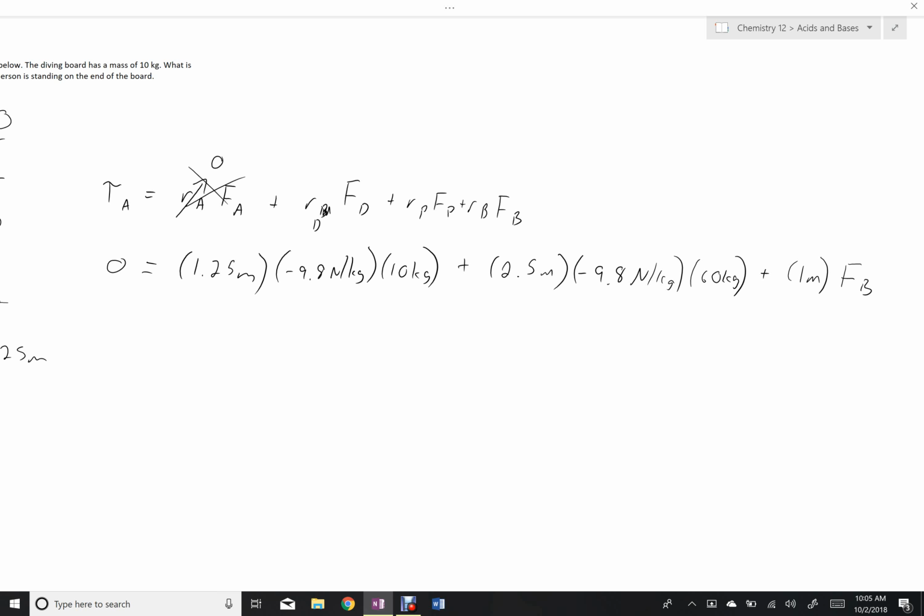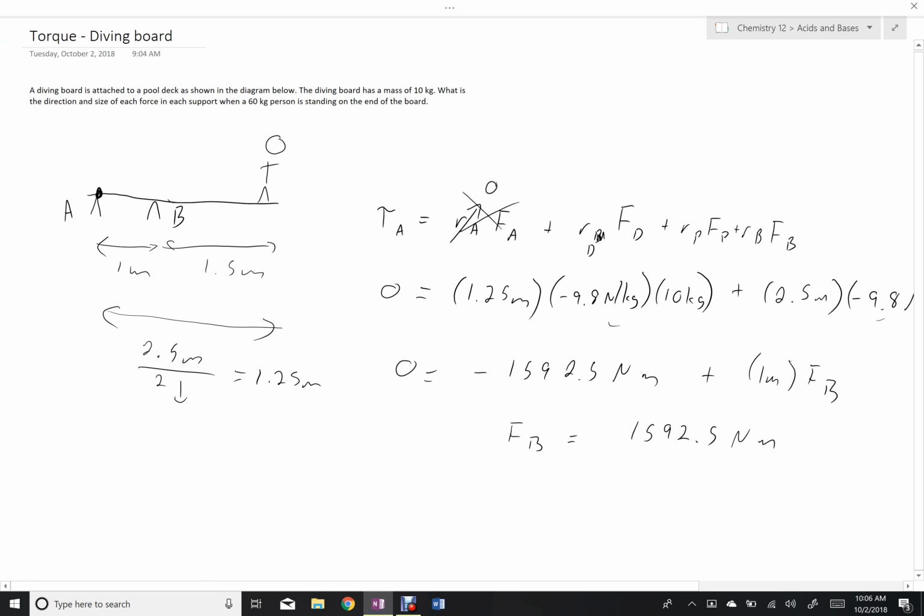Now I'm just going to go one quick step here and add all of these like terms. So I get, for this and this, negative 1,592.5 Newton meters. And so I can see that FB is equal to 1,592.5 Newton meters. So this is pushing up with this huge force.